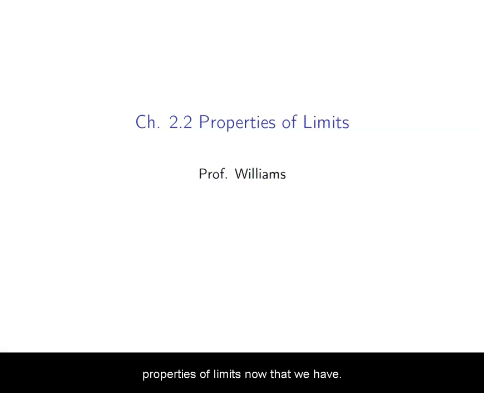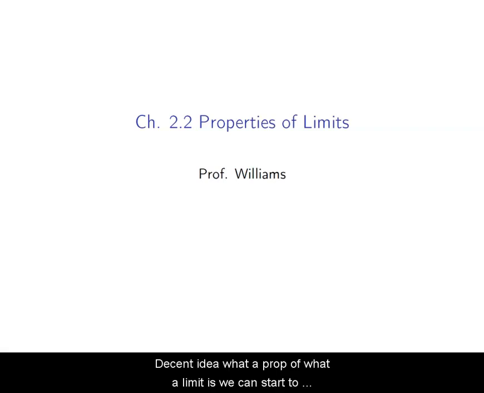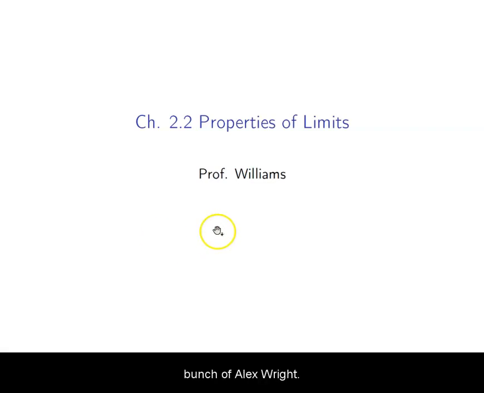Now that we have a decent idea of what a limit is, we can start to use the properties of limits to make calculating these things a little bit easier. At this point we have about, I think, 10 properties that we'll go over. We'll talk about how to put them together to solve some of the easier limits without having to graph them or looking at them numerically by plugging in a bunch of values, right?